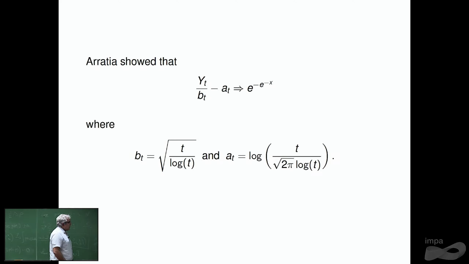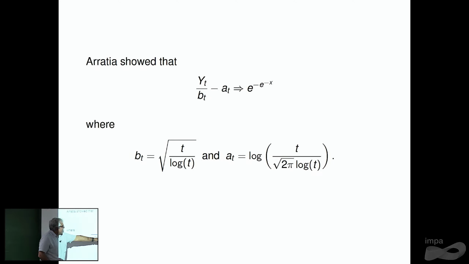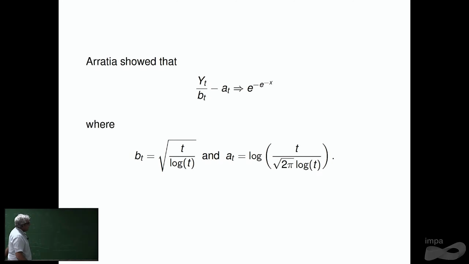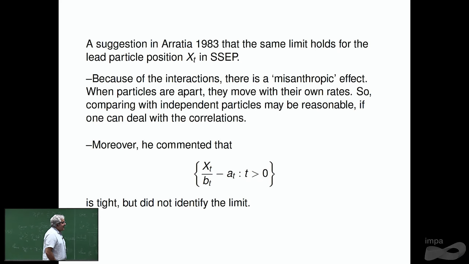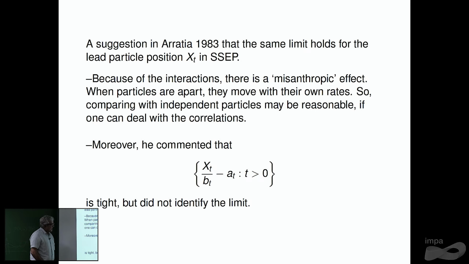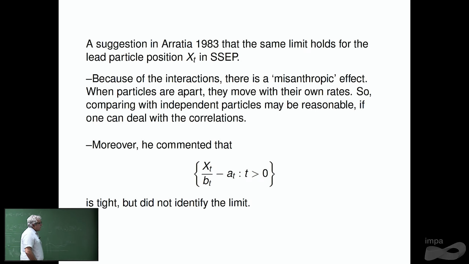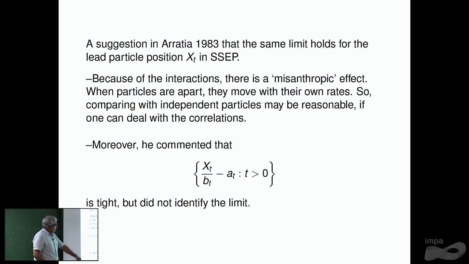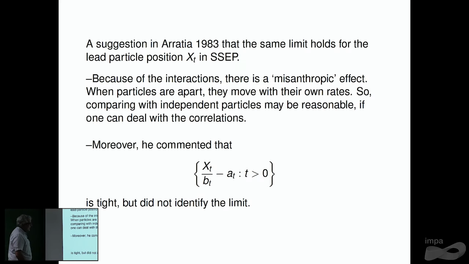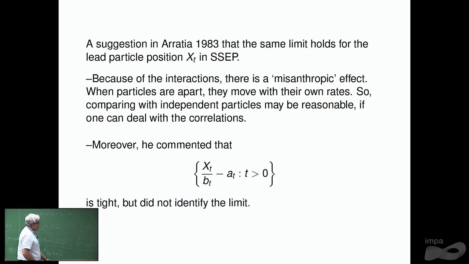Okay, so this is log of t, and then you divide by square root of log t. Okay, great. So this is the theorem that he showed. And then he suggested in this paper that the same limit should be true for the exclusion process. He was able to show that this combination is tight, but he didn't identify the limit.